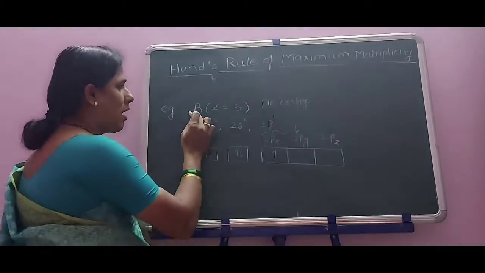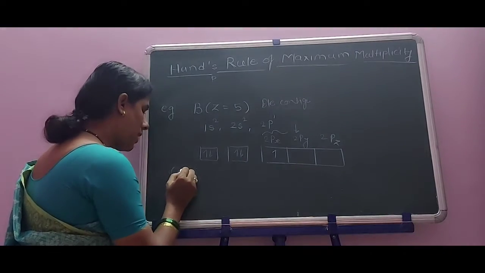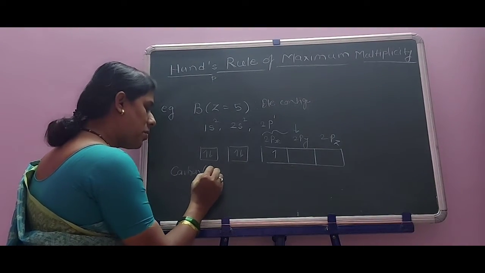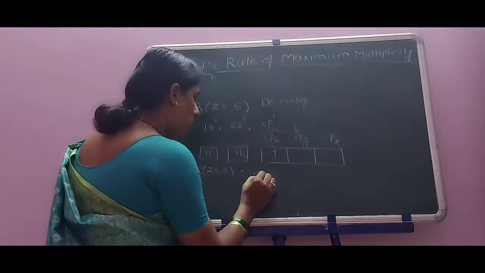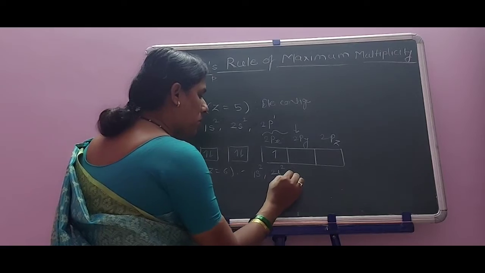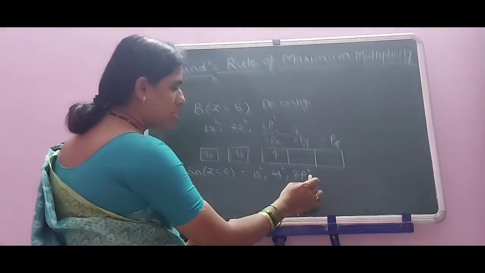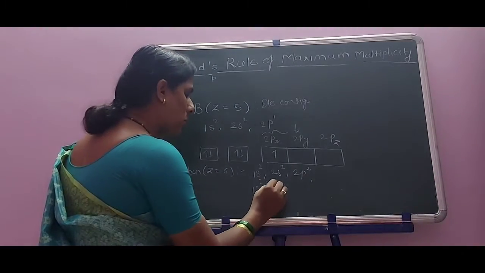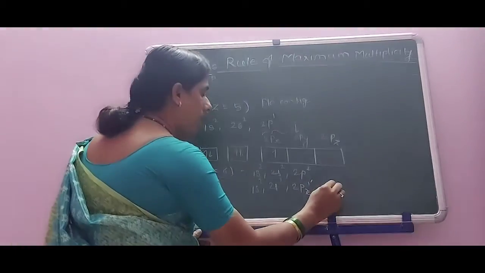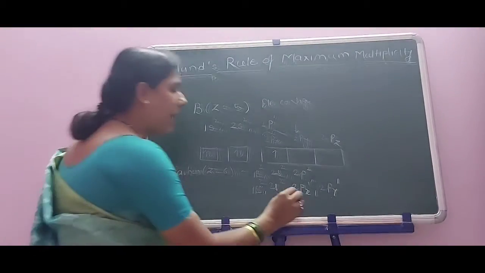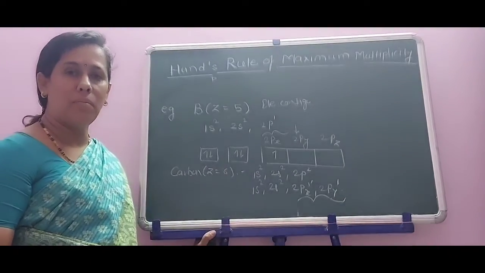Now the next example: after boron, which element comes? That is carbon. Carbon, Z is equal to 6. What is the electronic configuration here? 1s2, 2s2, 2p2. What is its meaning? That is 1s2, 2s2, 2px1, 2py1. And this filling of electrons is nothing but Hund's rule of maximum multiplicity.